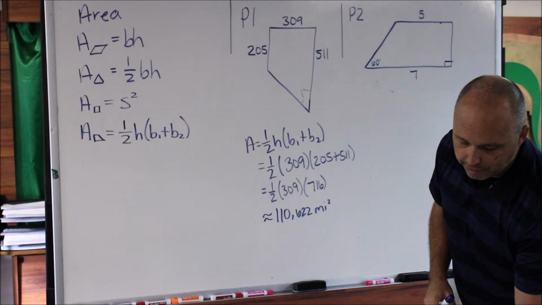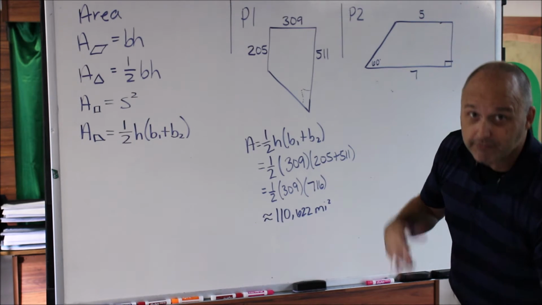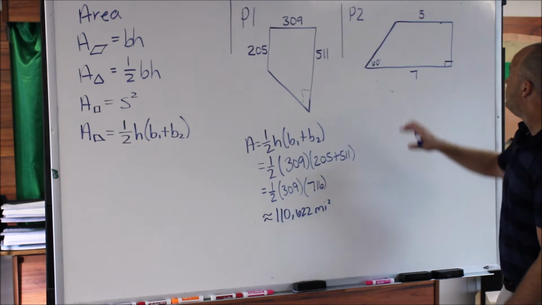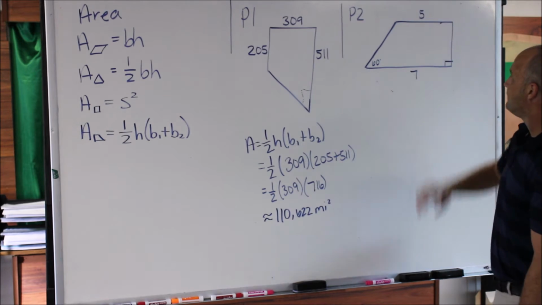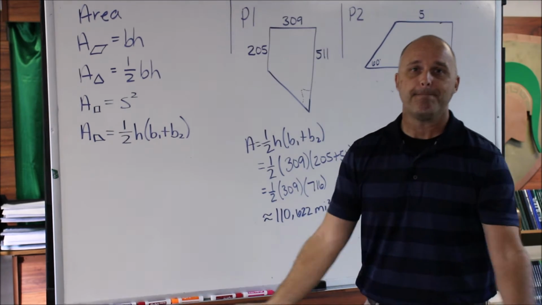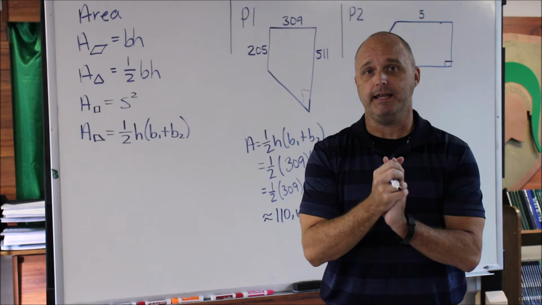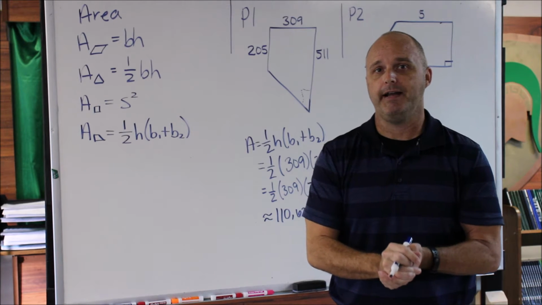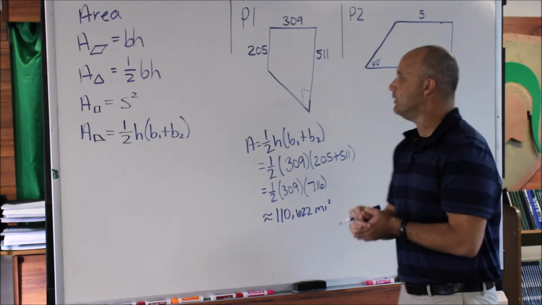Now, the second part of this is going to be problem number 2. We're going to be looking for the area when we're not given all of that information. So you can see that we're given the bases for this trapezoid, but we don't have a height. So we've got to figure out what the height is with the information that we've got given to us.